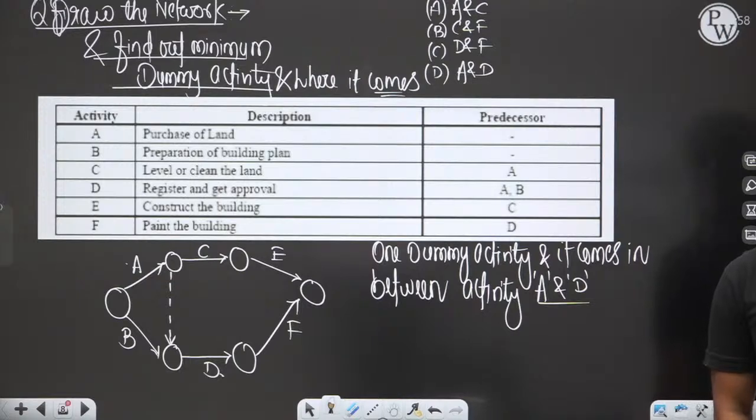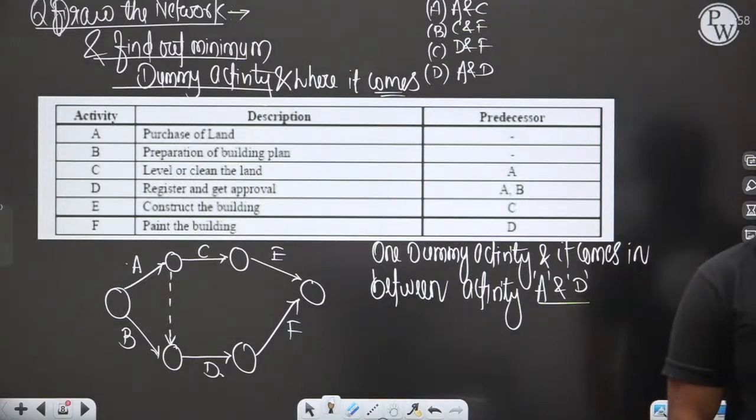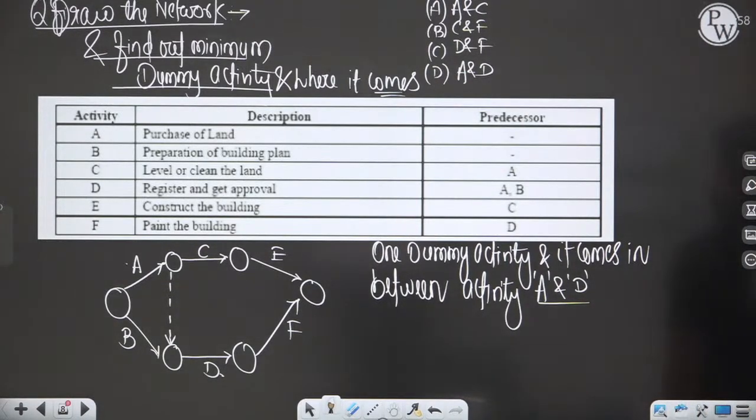Is the network clear or not? Tell me, is that network clear or not? Is this dummy activity clear or not?